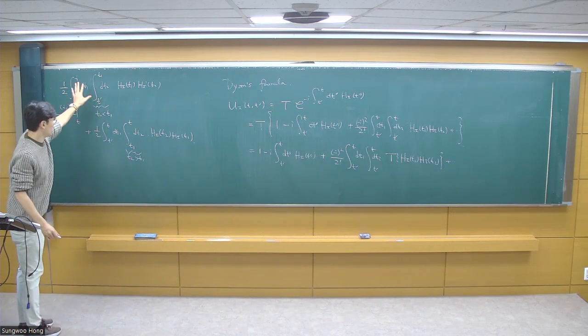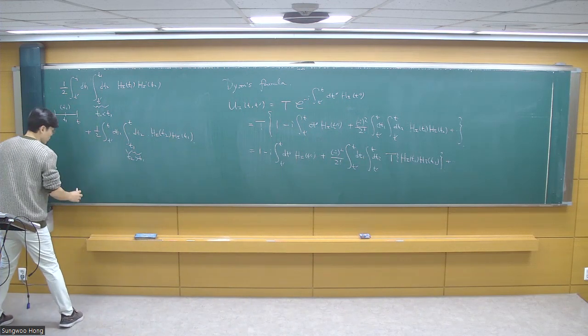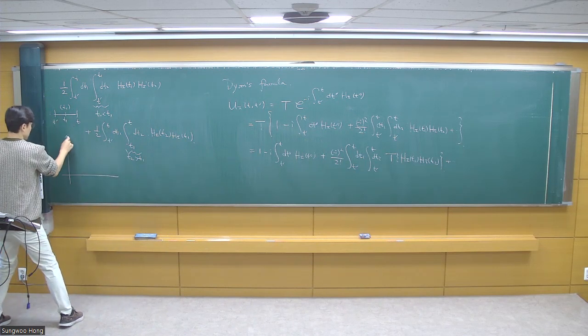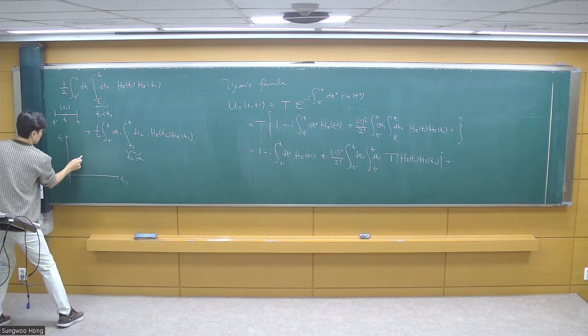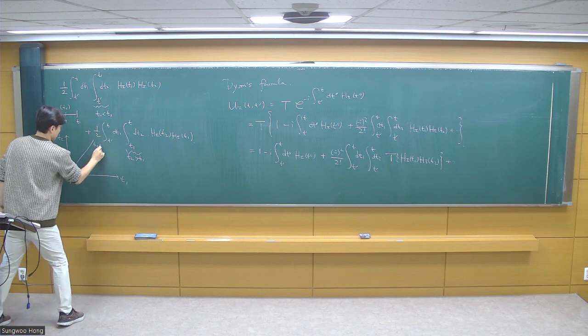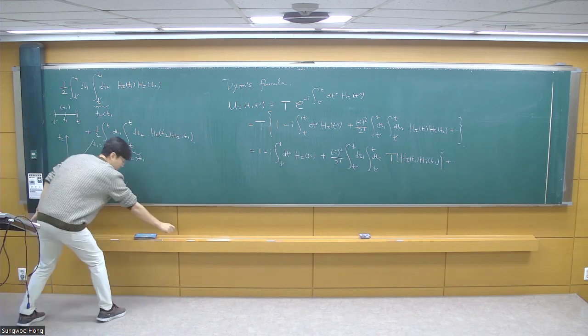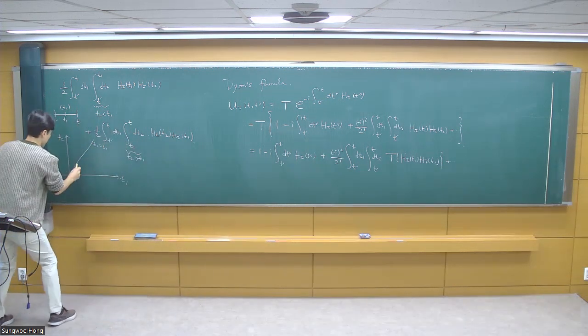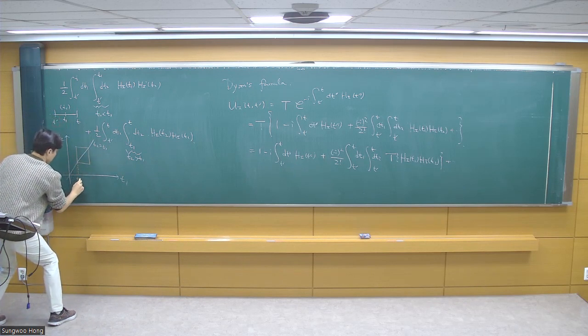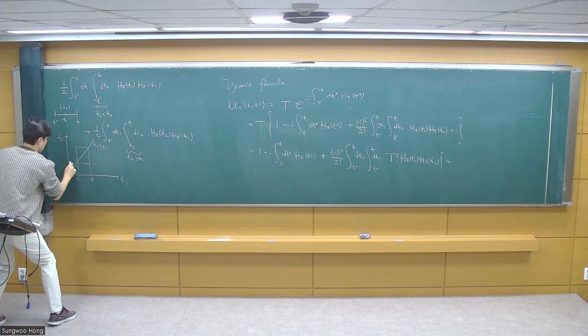So what do these two ranges mean? In order to understand that, let's draw this picture, which you might have seen or not. T1, T2, and then we say that this is T2 equal to T1. So we are doing integration, for instance, from T prime to T.